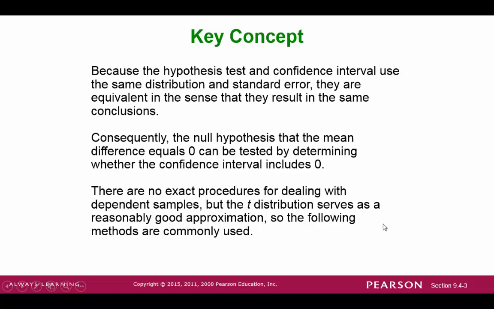The hypothesis tests and confidence intervals that we're going to be using use the same distribution and standard error. They're equivalent in the sense that they result in the same conclusions. And because of this, we will be looking at the difference between them assumed to be 0. So we're going to be comparing things to 0. There's no real procedure that we'll be using where it has a different value, but we're going to be using the difference in the means to be equal to 0.